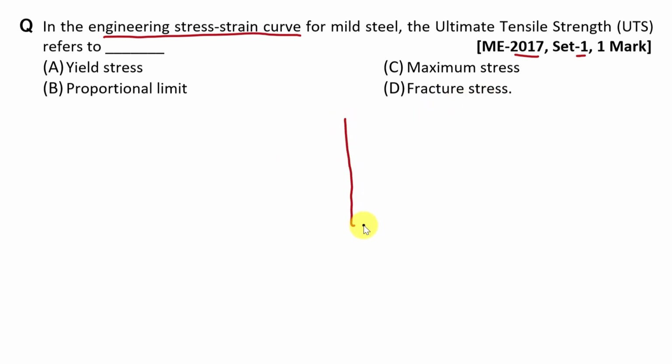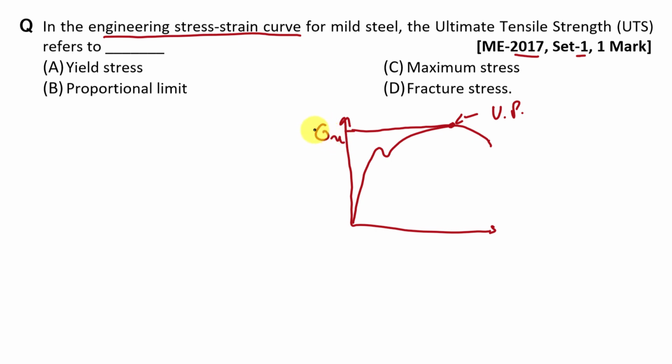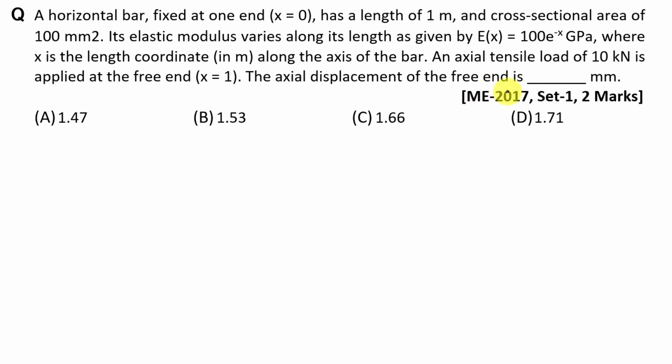We know that for mild steel, the engineering stress strain curve is like this, right? And here we have the ultimate tensile strength, and this point is the ultimate point. The value of stress at this point is known as ultimate stress, and it is actually the ultimate tensile strength, right? That we have discussed in the theory part. From this curve we can say that this point shows the maximum value of stress that this mild steel can withstand. Fine.